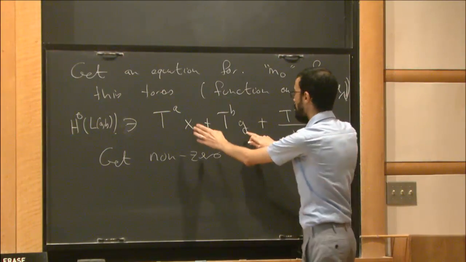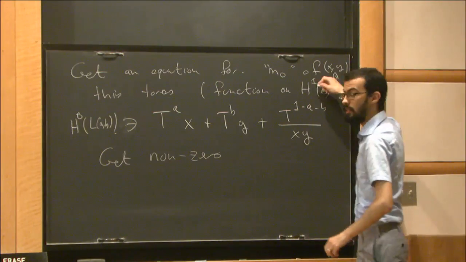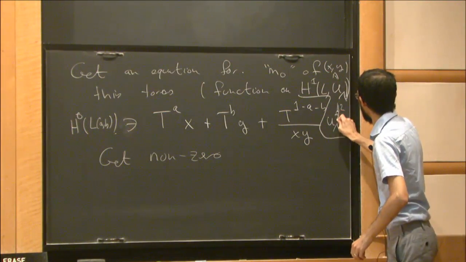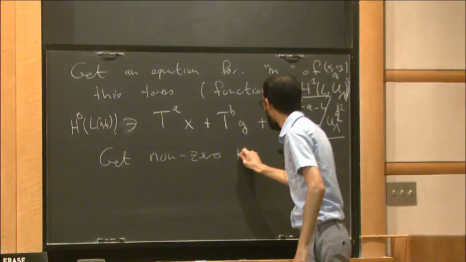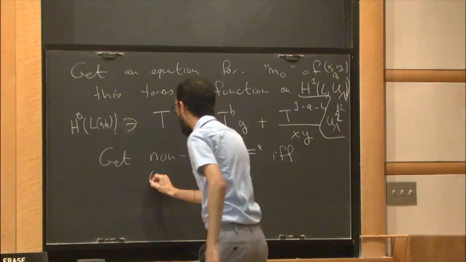So our parameter space is given by these x's and y's. That's what lives in this h1 of L, which, by the way, is just a copy of U_Lambda squared. Okay? So we get non-zero HF if and only if (x, y) is a critical point of this function.